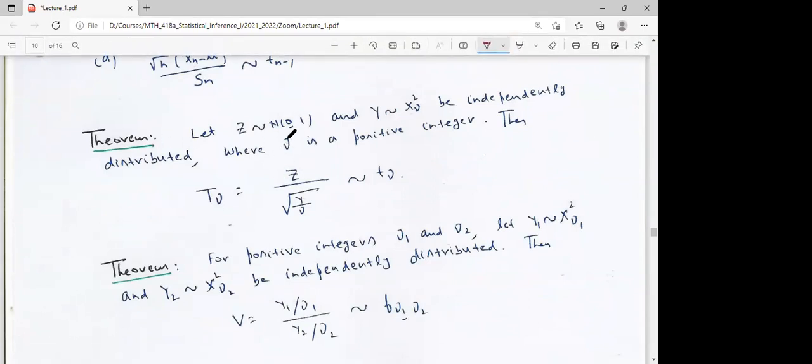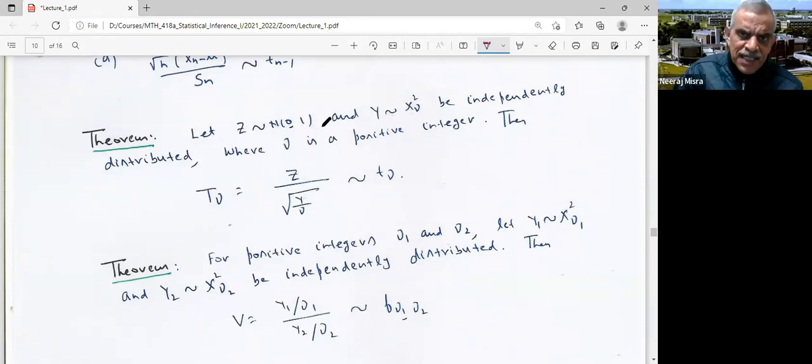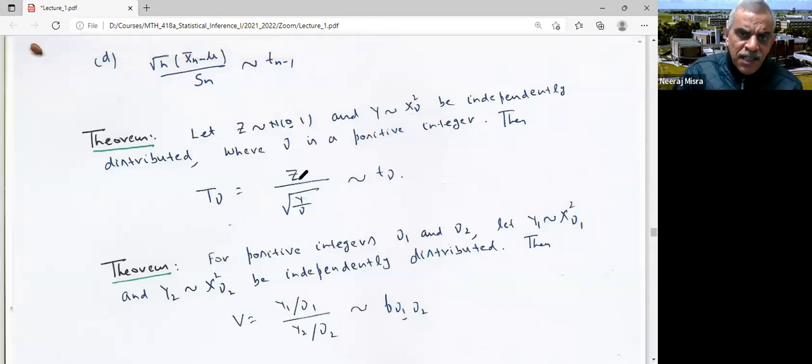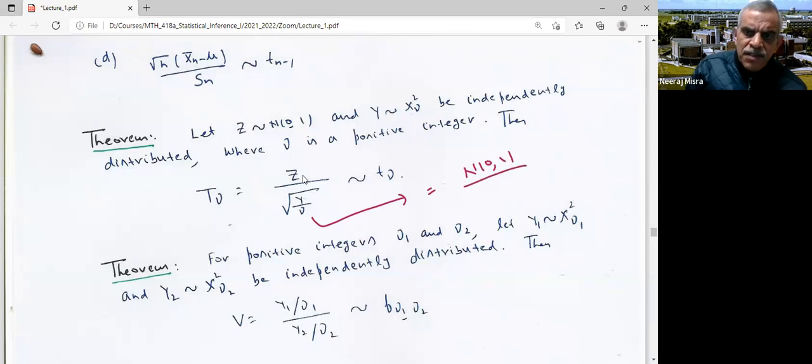Now let's do this distribution. Let Z be normal 0, 1, and Y be chi-square on nu, and Z and Y are independently distributed. Then if I define T nu to be Z divided by square root of Y by nu, basically this quantity is nothing but normal 0, 1, which is Z, divided by square root of Y, which is chi-square on nu, divided by nu. So this would have a T distribution with nu degrees of freedom, provided these two random variables are independent.